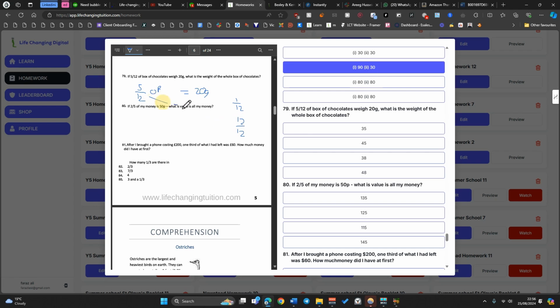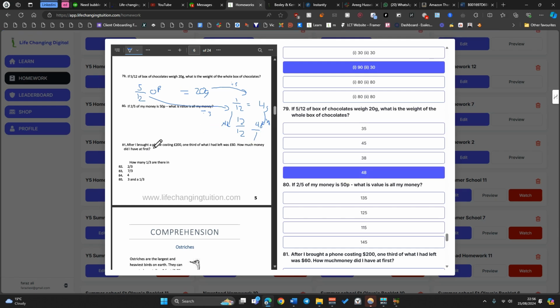So what is 1/12? Well, we just divide this by 5, and we're going to divide this one by 5 as well, and that'll give us 4 grams. And what is 12/12? So it's just times this by 12 and times this by 12, and that will give us 48 grams over 1. 48 grams basically, so that's the answer here.